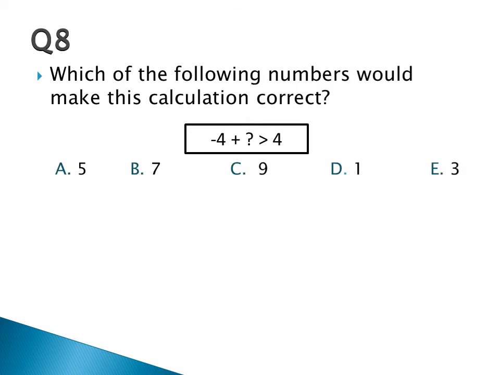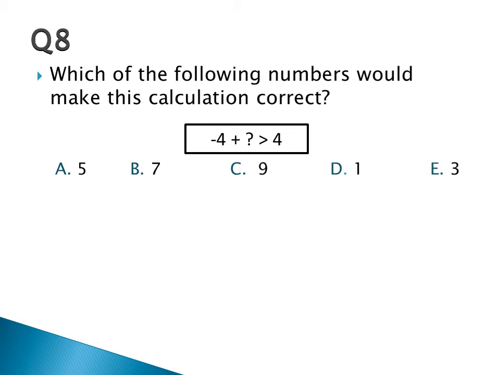The next question says, which of the following numbers would make this calculation correct? They've given you a calculation, -4 plus something. Together, this should be greater than 4. And they've given you 5 options where A is 5, B is 7, C is 9, D is 1, and E is 3. For questions like these, you need to substitute each option into the calculation given, and that way you can always find the answer quicker.